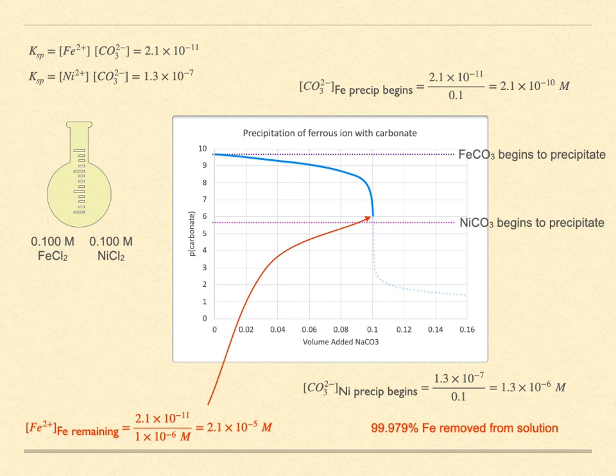We can use precipitation to separate ions in solution from each other. The concentration at which an ion begins to precipitate depends both on its KSP and also on its own initial concentration. When considering the effectiveness of a precipitation separation, we have to take both properties into consideration. So here's how to deal with this kind of a problem.